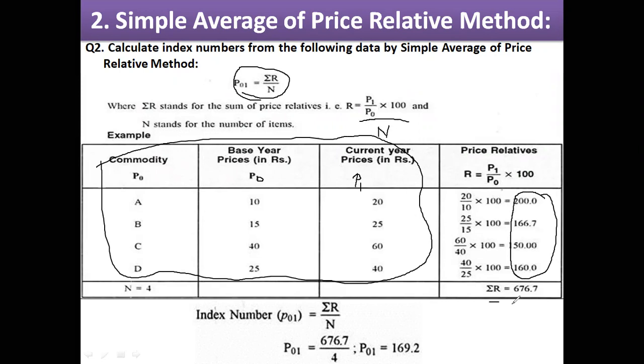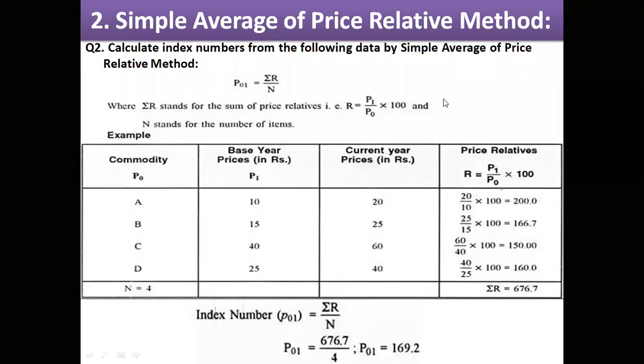Sigma R we calculate as 677.7, divided by n. N is always the number of commodities. As we can see, A, B, C, D, 4 is the number. Sigma R upon n gives the value 169.2. Then again we interpret it: there is a 69.2% change or increase in the prices in the current year in comparison to the base year. So in that manner, again we can interpret it.